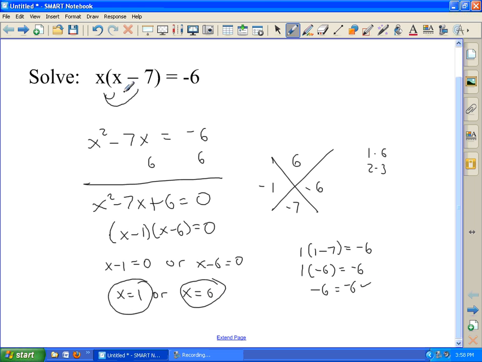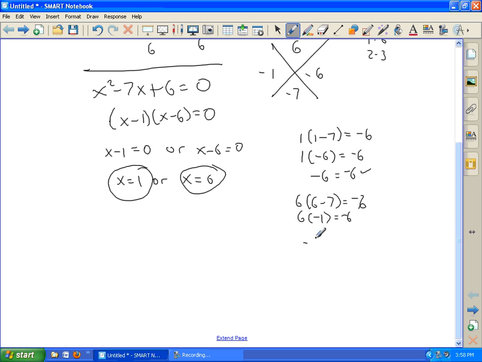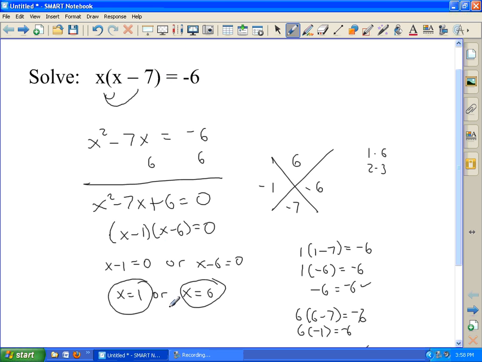If you plug 6 in here and here, you will get 6 times 6 minus 7 should equal -6, and 6 minus 7 is a -1. 6 times -1 equals -6, and that is true because -6 equals -6. So we've checked both of those solutions, and they both work in the original equation, so we have solved this equation for x.